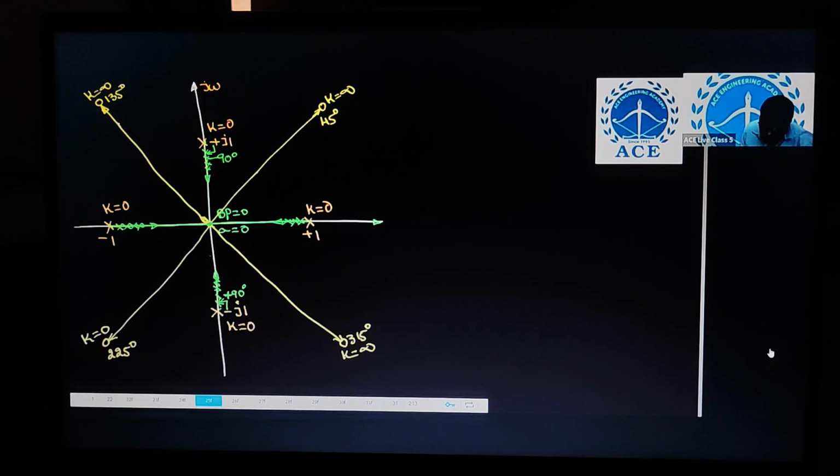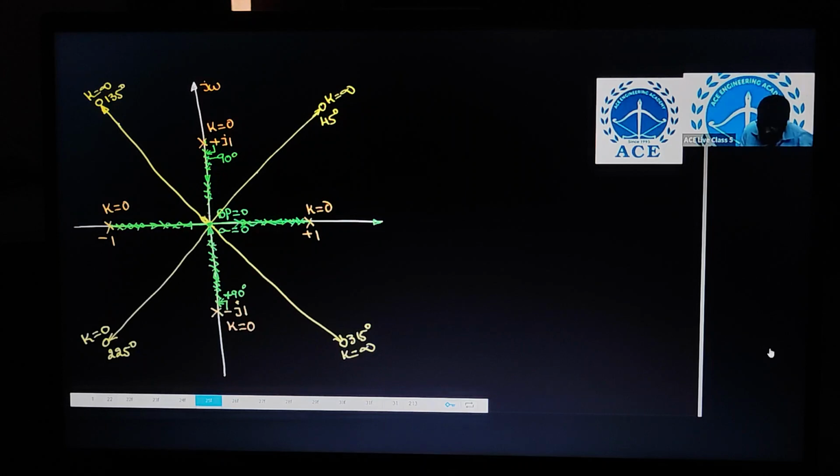Here to this pole, what is the distance? 1 unit. Here to pole, the distance is 1 unit. All are having equal distance from the centroid. Then all the 4 poles move in equal and opposite directions.